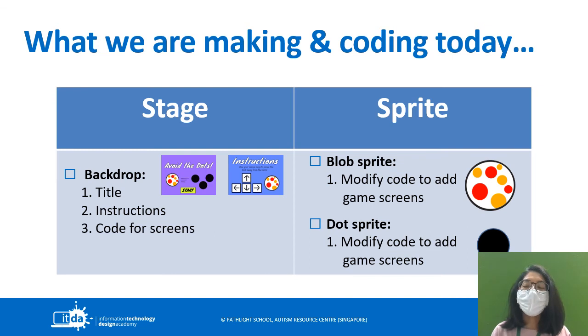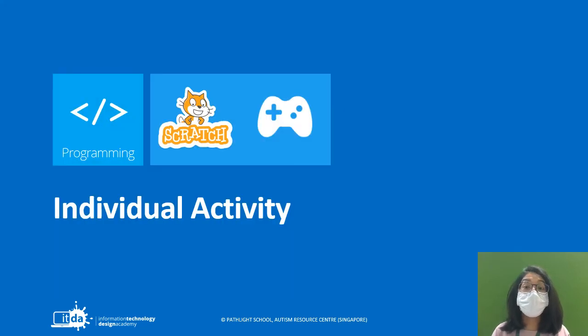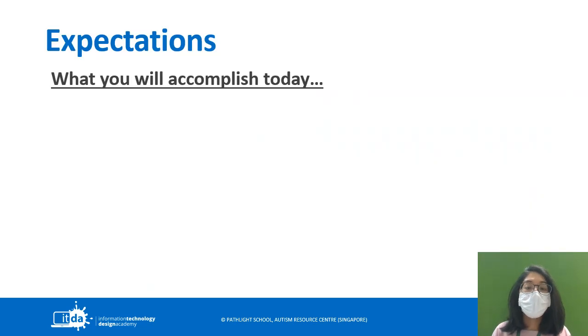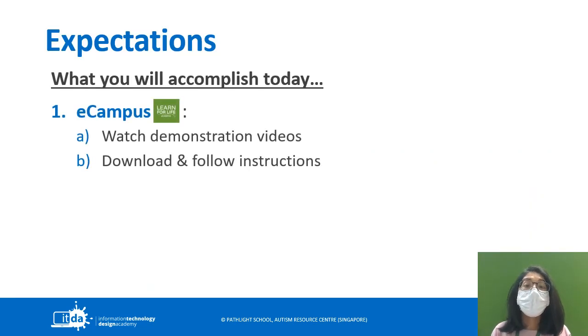All right, I'm done with the teaching part. Now, my expectations for you today, what you will accomplish. First, I need you to go to eCampus. I need you to watch the demonstration videos of how to make the instruction and title screen and the modifications. Then I want you to download and follow the instructions that I've given.